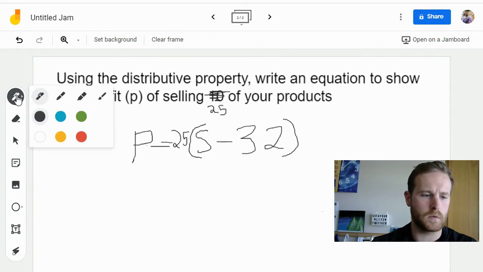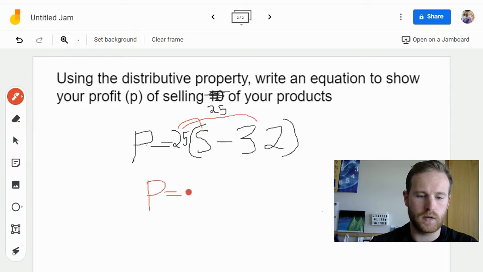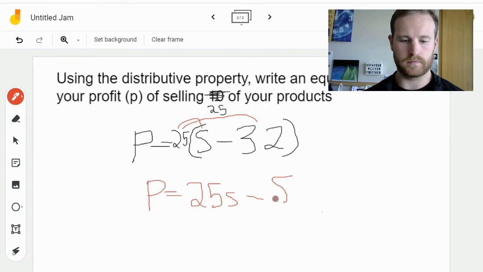And then to distribute, you'll have to multiply both your selling variable and your cost by 25. So my new equation will be my profit is equal to 25s, because 25 times my selling price, minus my cost, which is 25 times 32. Big brain activated, 800.